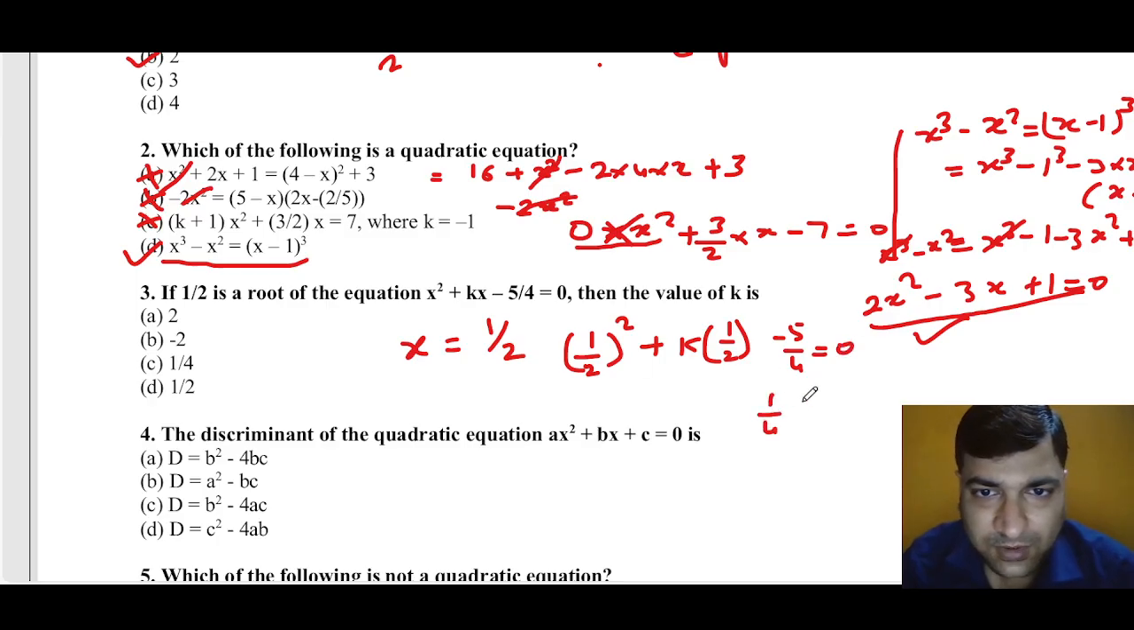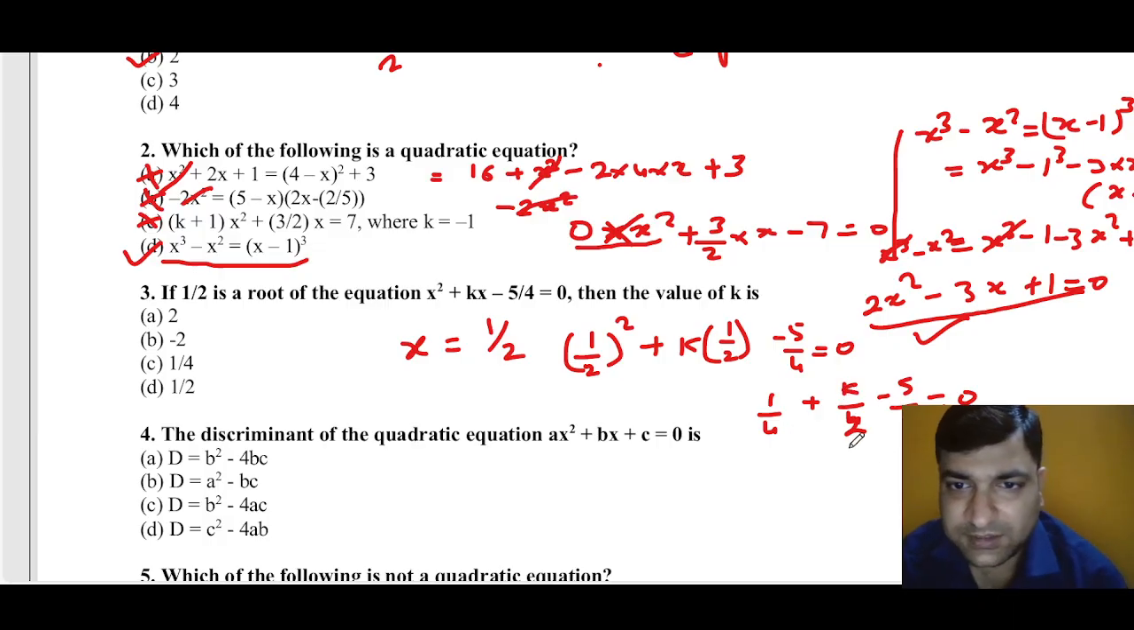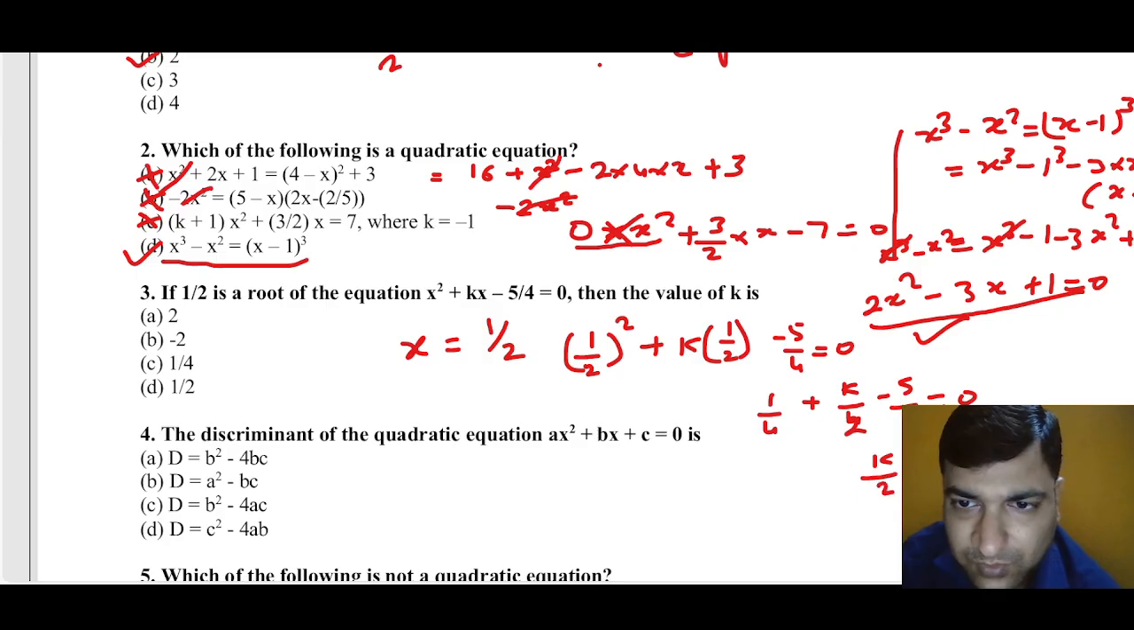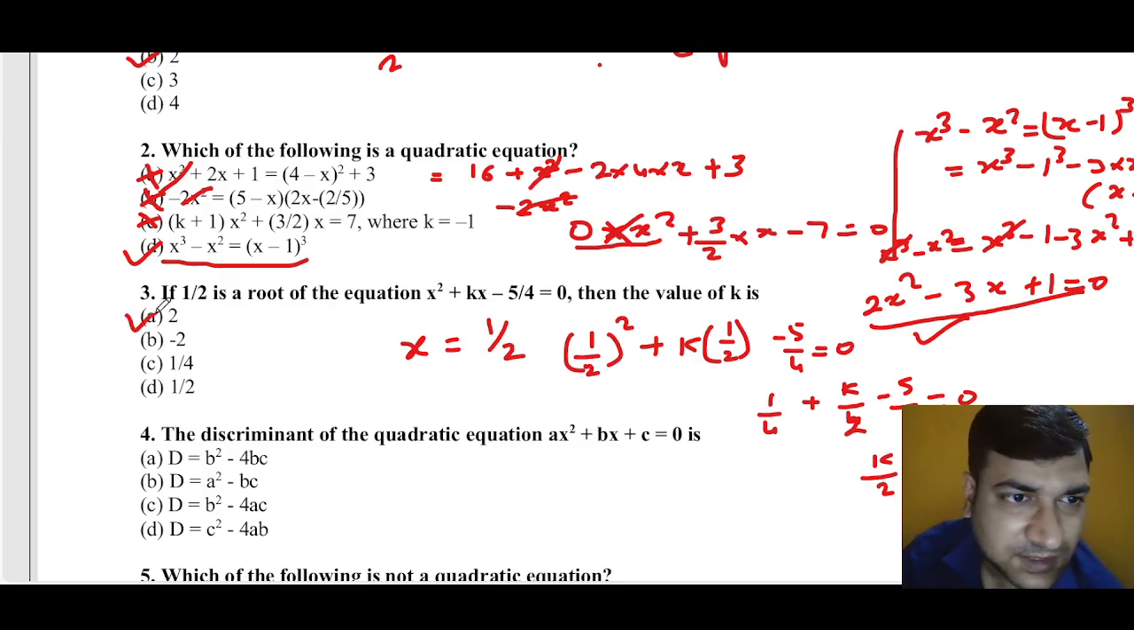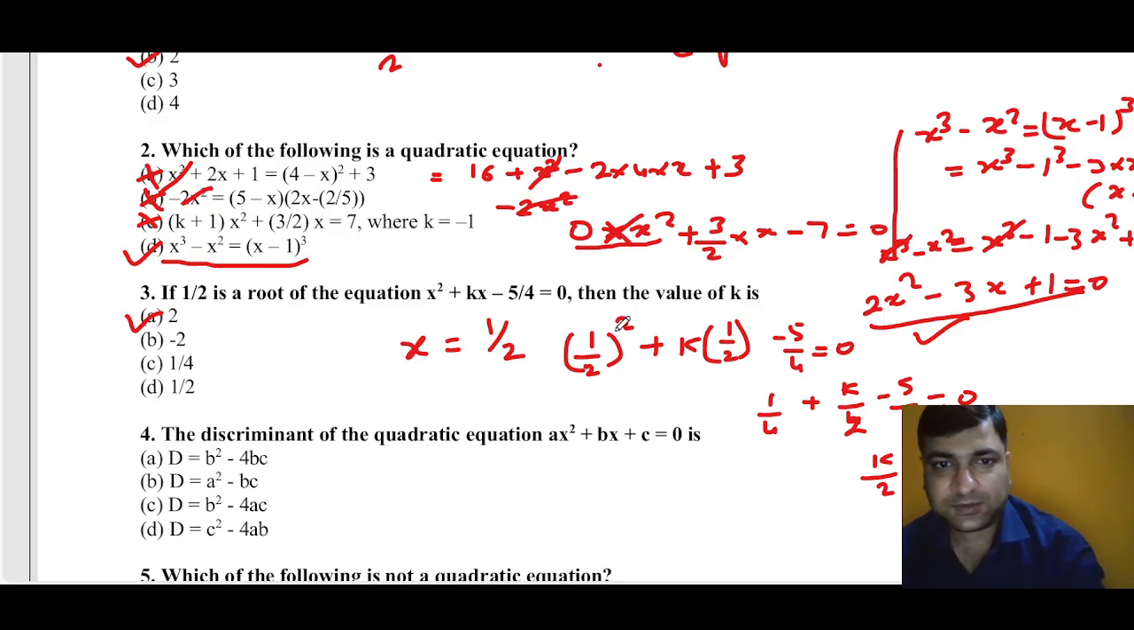1 upon 4 plus k upon 2 minus 5 upon 4 is equal to 0. So the first and third parts, 1 minus 5 means minus 4, minus 4 upon 4 is minus 1. So k upon 2 equals 1, that is k equal to 2. So the answer is A. Understood?